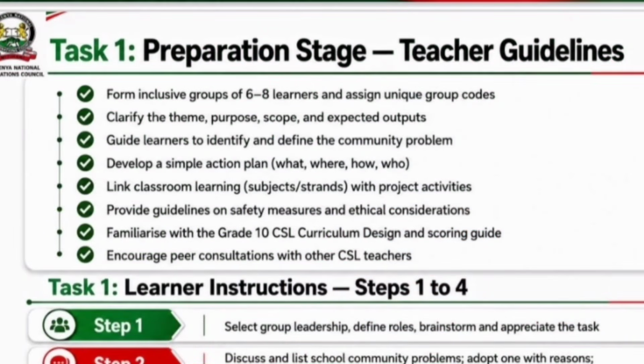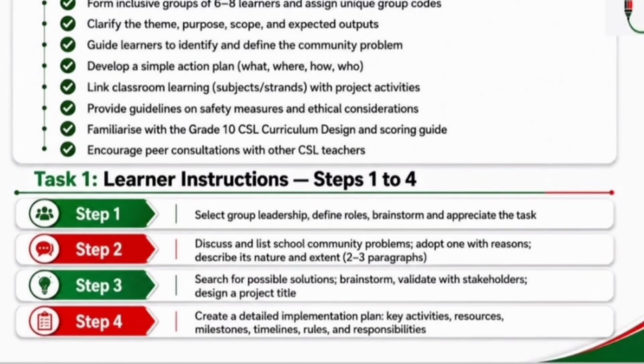After the teacher forms groups of 6 to 8 learners and explains the theme, scope, and safety, in the paper that they were given for the SBA project, we have the learner instructions. The learners select leaders. That is, in their groups, they select leaders. Outline the problem. This is step 2. They outline the problem. Then in step 3, they brainstorm solutions. And then step 4, they build action timelines.